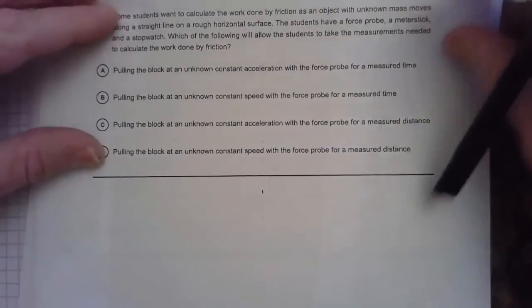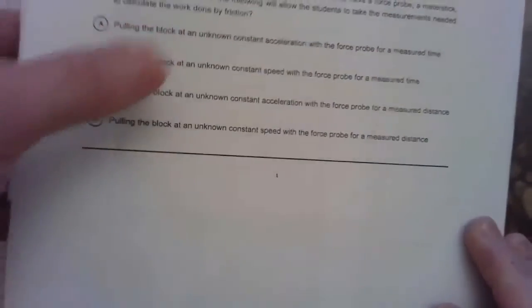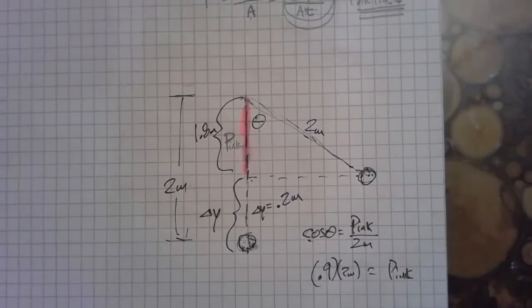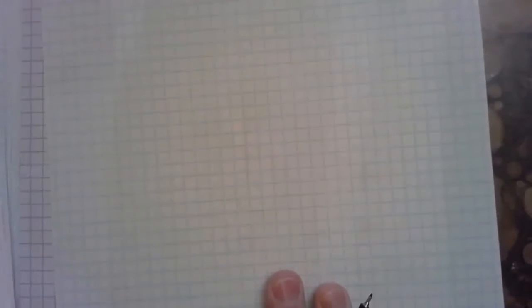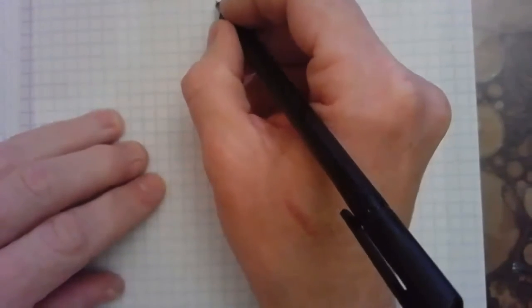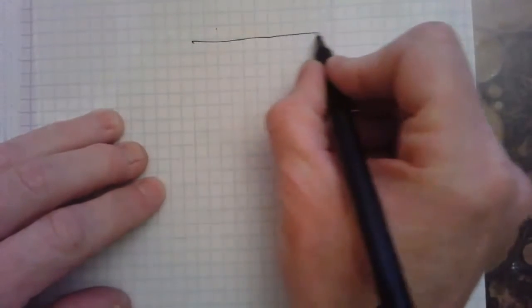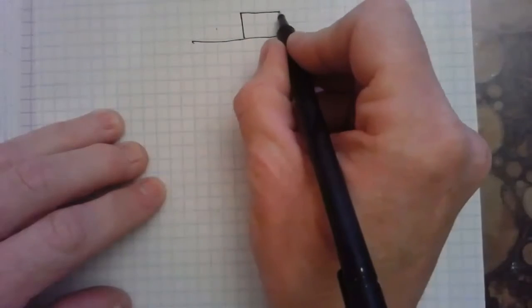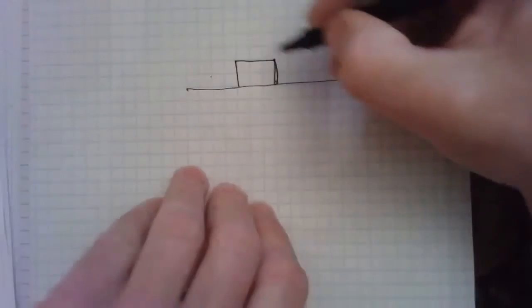I'm going to jump right into how to do this one, because this is actually a classic lab that, had we had some time, I might have actually done with you. But here's how this works. You have a force probe, a meter stick, and a stopwatch. First of all, we're not going to need the stopwatch. We can measure our force, but what I don't know, since it's on a rough surface, is the force of friction right now. But if you do it right, you will know.